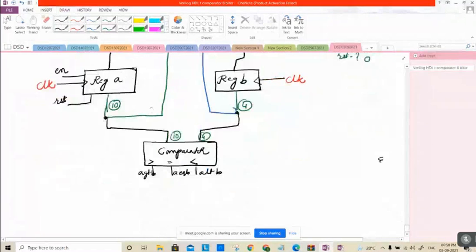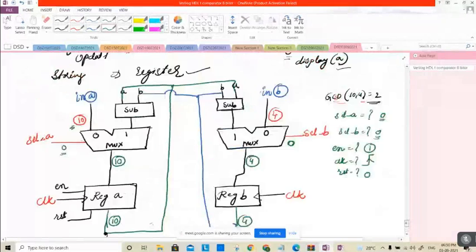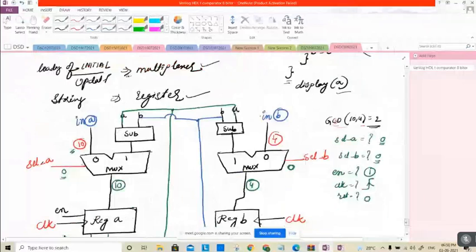Now what about the outputs? Tell me the comparator outputs. 1, 0, 0. So A greater than B. This is 1, this is 0, this is 0. Is it clear? Are you following this, everyone? Yes, sir. Right. Now what is the updated value of A?